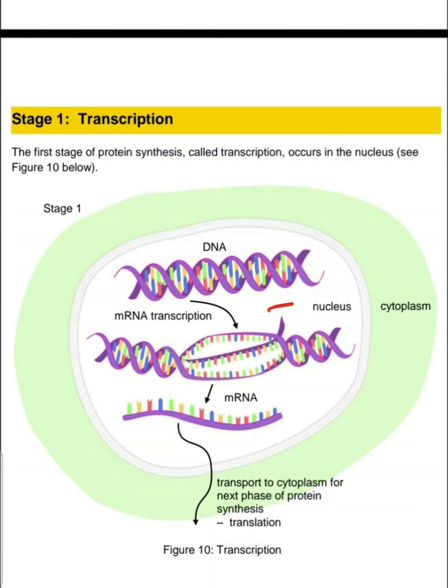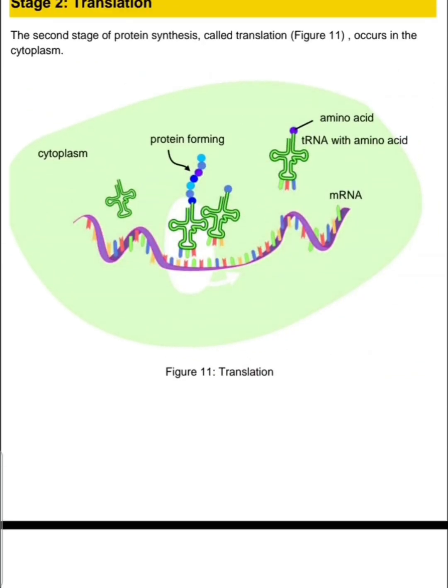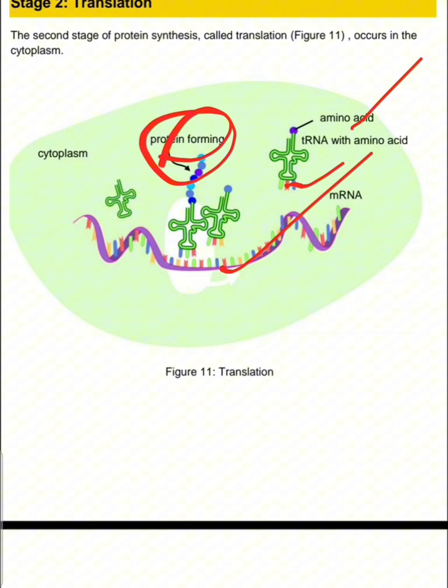Okay, so this inside part is the nucleus, and this is twisted, which means this is DNA. Now mRNA transcription is happening here. The mRNA has copied the code for protein synthesis here. If we go through here, these are the proteins forming from the amino acids. These are the amino acids, then the tRNA bringing the amino acids, and this is the mRNA.